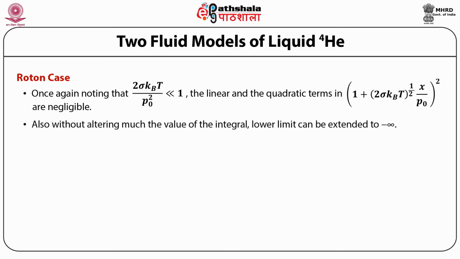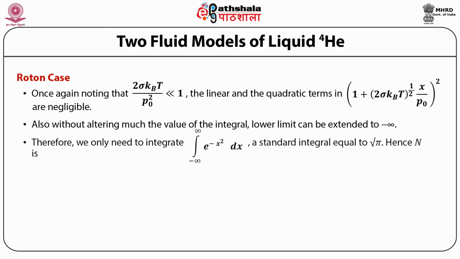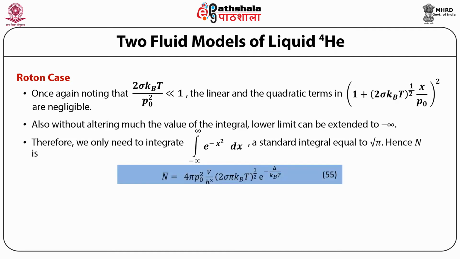Also, without altering much the value of the integral, the lower limit can be extended to minus infinity. Therefore, we only need to integrate from minus infinity to infinity e raised to power minus x² dx, a standard integral equal to the square root of π. Hence, the equilibrium number of rotons n̄ is equal to 4π p₀² V upon h³ times (2σπ k_B T)^½ e raised to power minus Δ by k_B T. Now we can calculate other thermodynamic properties as well.